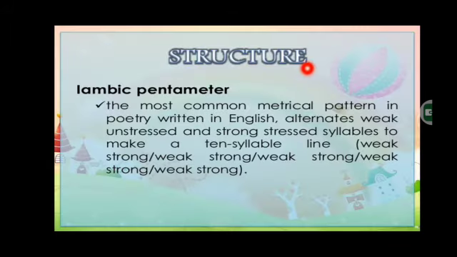Structure of the poem. The sonnet is written in iambic pentameter. The most common metrical pattern in poetry written in English alternates weak, unstressed and strong, stressed syllables. So it will be weak and strong, unstressed and stressed syllables, to make 10 syllables. So it will be 10 syllables, 5 feet, and 1 foot has 2 syllables. So weak and strong, weak and strong, weak and strong, weak and strong, and weak and strong. Unstressed, stressed, unstressed, stressed, unstressed, stressed, unstressed, stressed, unstressed, stressed.